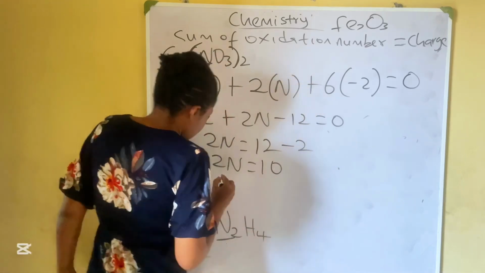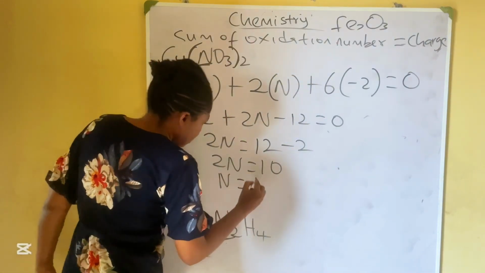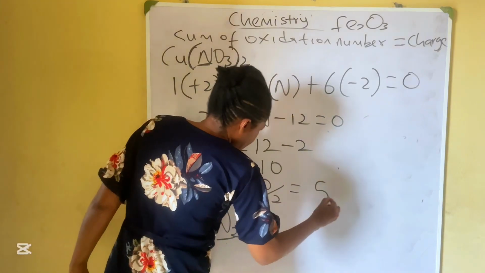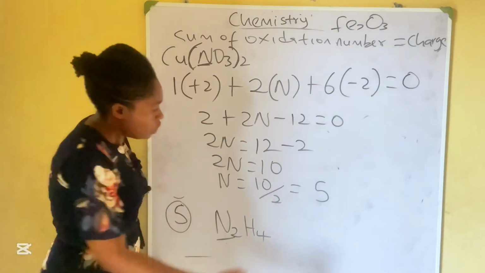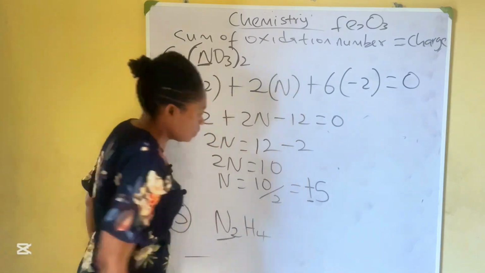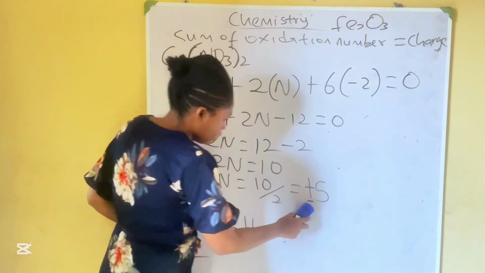So 2N will now be 12 minus 2, which is 10. My N will now be 10 divided by 2, which is 5. And the 5 is positive. You add your sign. Please always remember to put this sign. Very, very important, so that you get full marks.